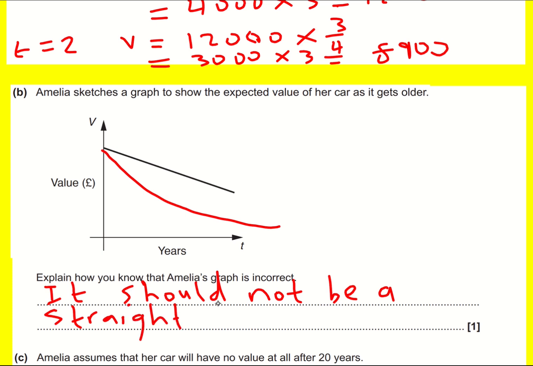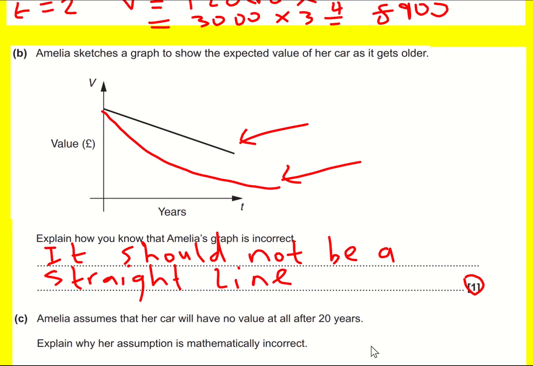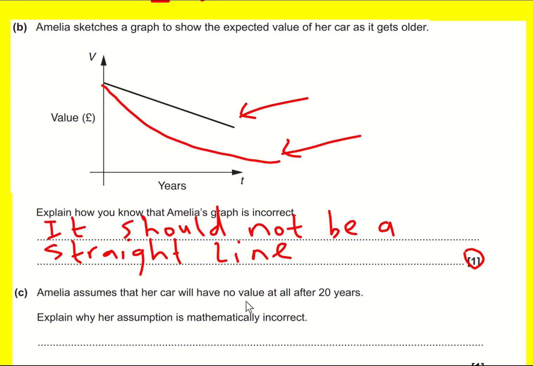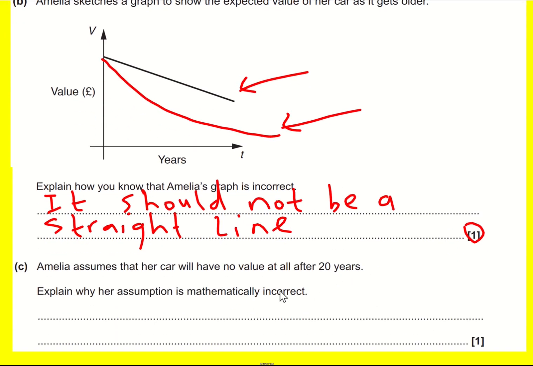What Amelia has drawn is called a linear graph, whereas this one that I've drawn is an exponential graph, exponential decay. Amelia assumes that her car will have no value at all after 20 years. Explain why her assumption is mathematically incorrect.